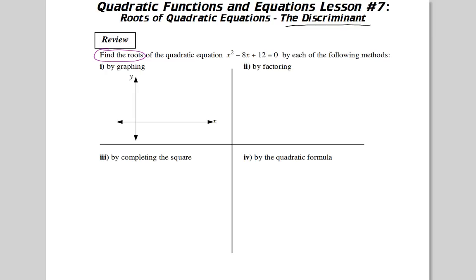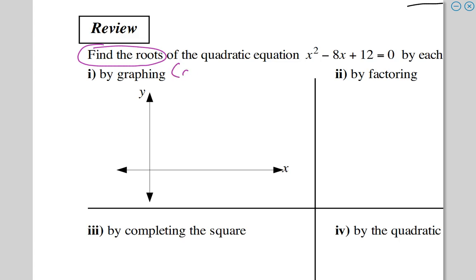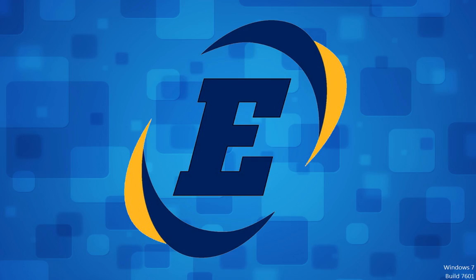And there's lots of ways you can do that. There's 4 ways now that you have under your belt. Okay, so do it by graphing. This would be calculator. So go ahead and type it into your calculator. Where does it go? Y1. Quick little review for your calculator.